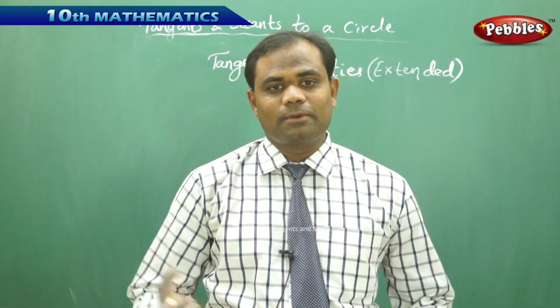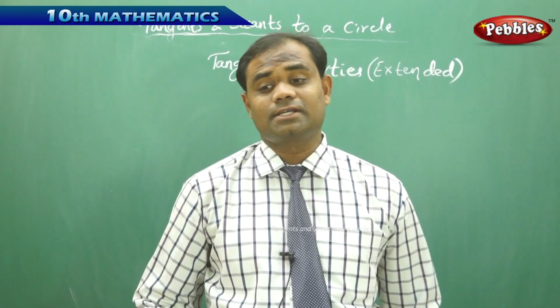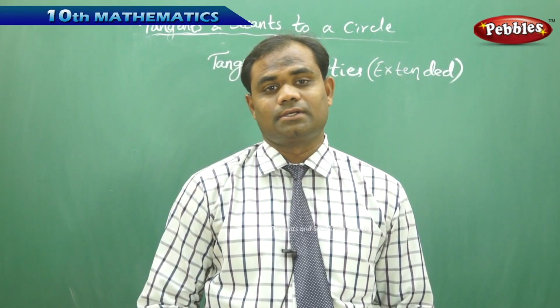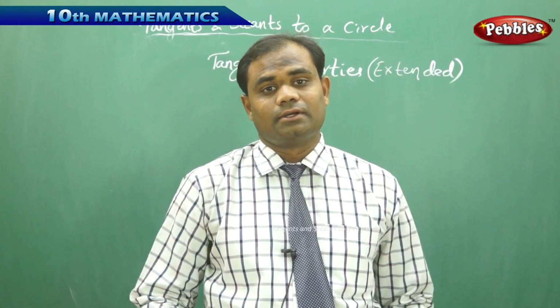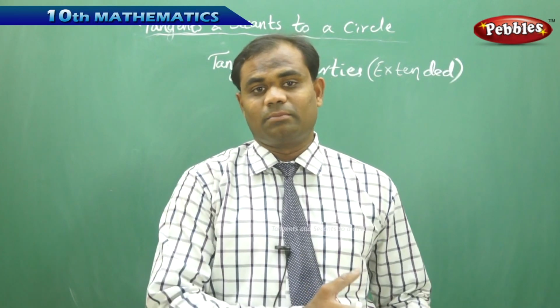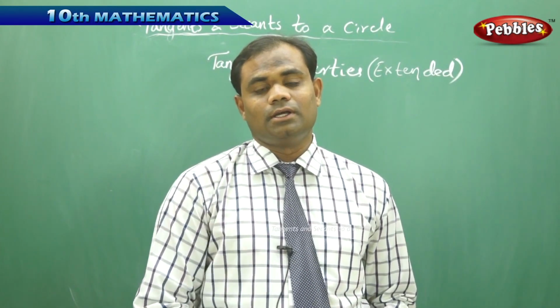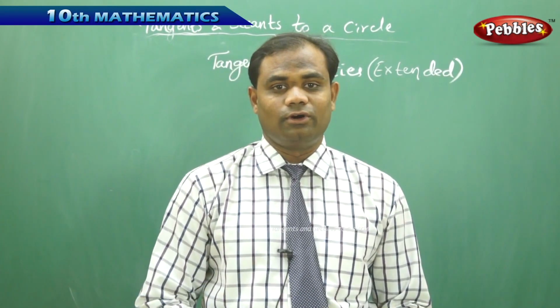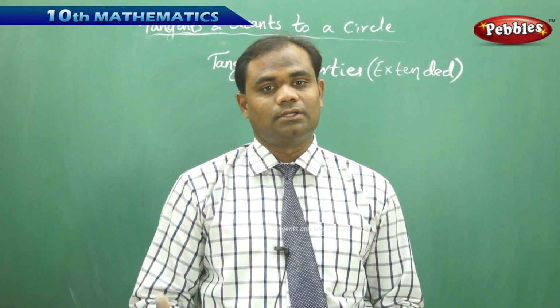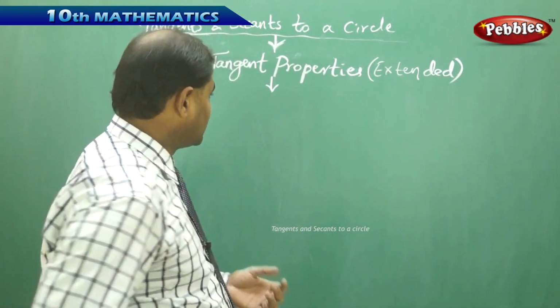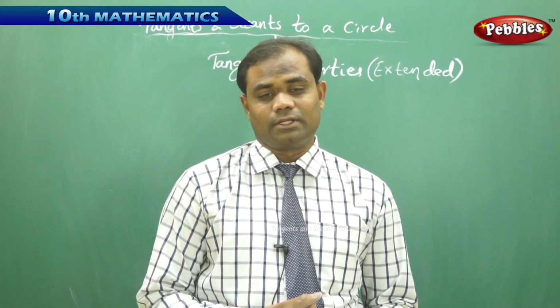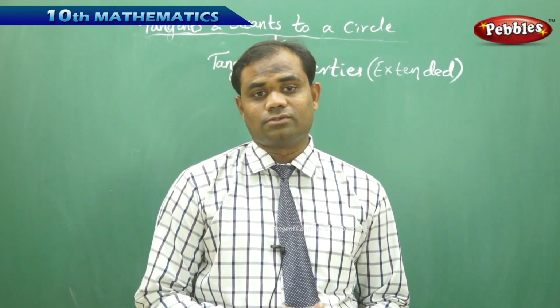Now let's see some properties of tangents. Already we have discussed many properties of tangents. Radius is perpendicular to tangent, and the lengths of the tangents from an external point to the circle are equal, is how we have seen some of the properties of the tangents connected with the circle. Similarly, let's see some extended properties of the tangents, which are also very useful.